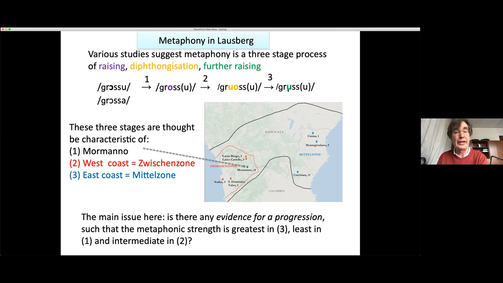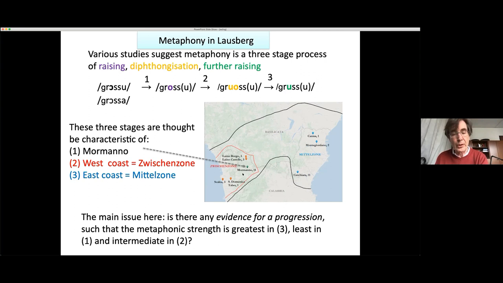Now these separate stages are thought to be characteristic of these three regions here. So Mormano, which is an isolated village in the mountains of Lausberg, has gone this far. On the west coast, it has gone this far, and on the east coast, it has gone this far.